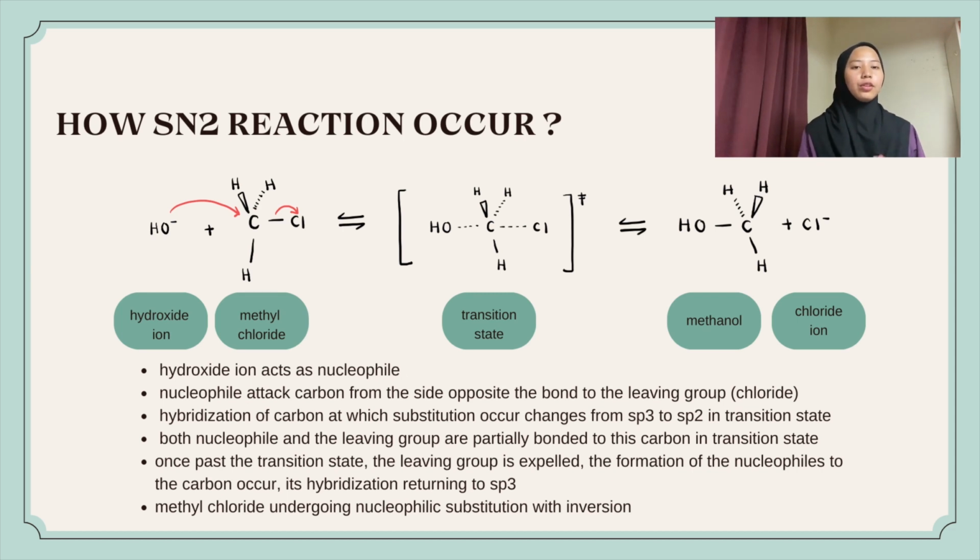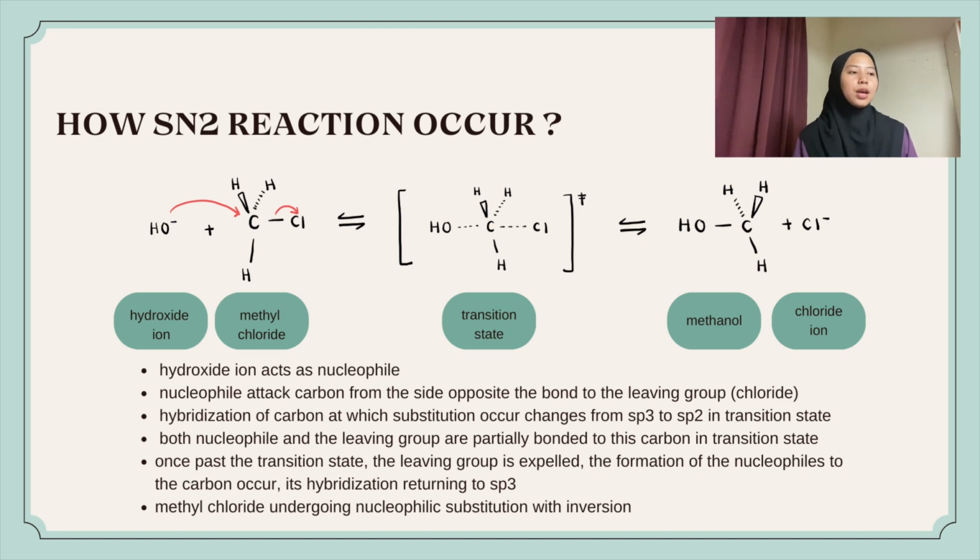When the nucleophile attacks the carbon from the side opposite the bond to the leaving group, which is chloride, the hybridization of the carbon at which substitution occurs changes from sp3 to sp2 in the transition state. Both the nucleophile and the leaving group are partially bonded to this carbon in the transition state.